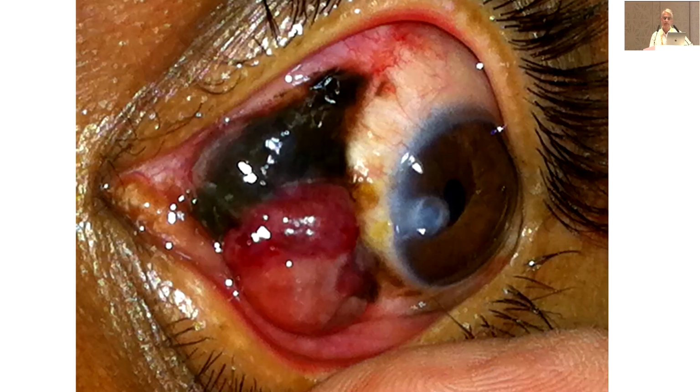Another patient, similar. What do you feel this is? So it has got a pigmented part, it has got a non-pigmented part. Thick, nodular. What does this look like? Exactly. So this is also another case of PAM converting to melanoma again.